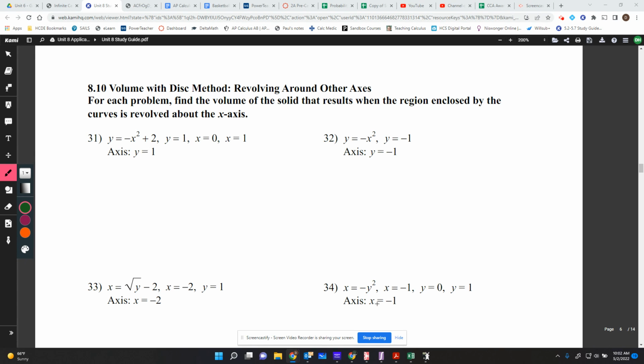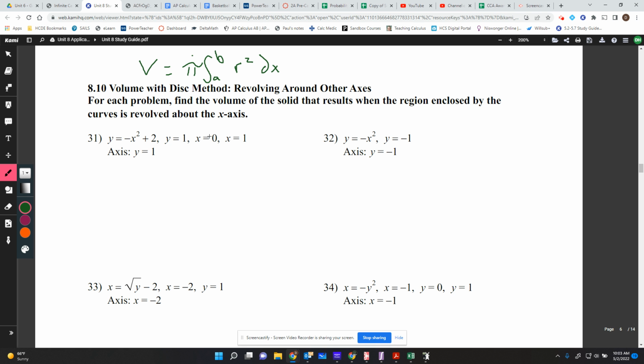Volume with the disk method when we're revolving around something other than the x or y axis. It's basically still our same formula. We have volume equals pi times the integral from a to b of r squared, and then either dx or dy, depending on if we're revolving around something that's parallel to the x-axis or y-axis.